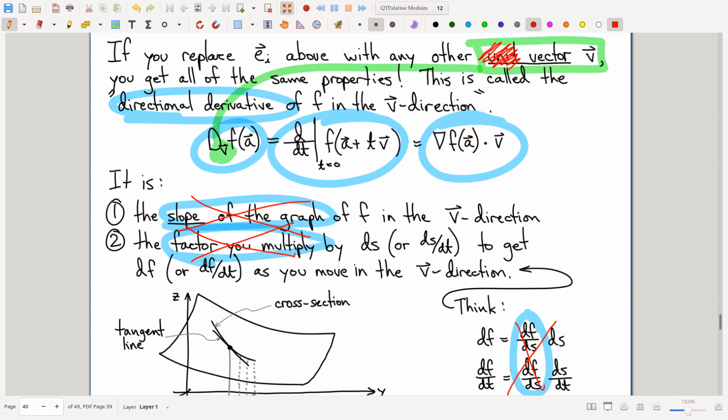Because we're not using a unit vector, what's the difference? The difference is that some of these interpretations just don't work anymore. You get to apply this more broadly to any vector, but you do not get to say it's df/ds. It's not the slope of the graph. It's not a multiplicative factor as we've described it here. So what is it? It represents how fast the function's changing with respect to time.